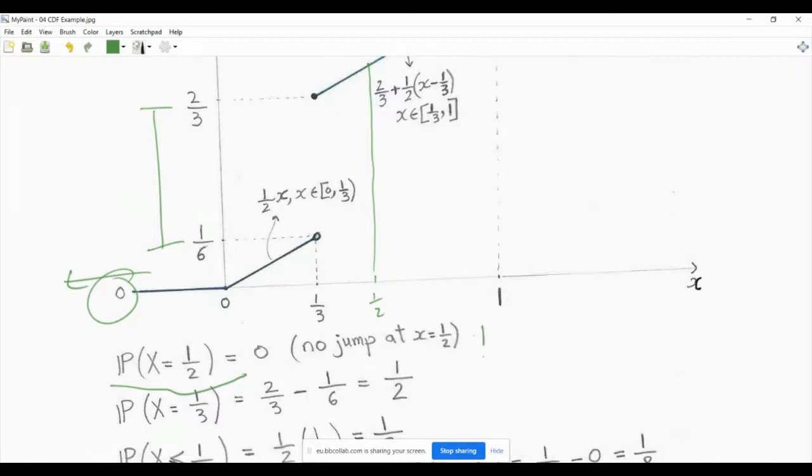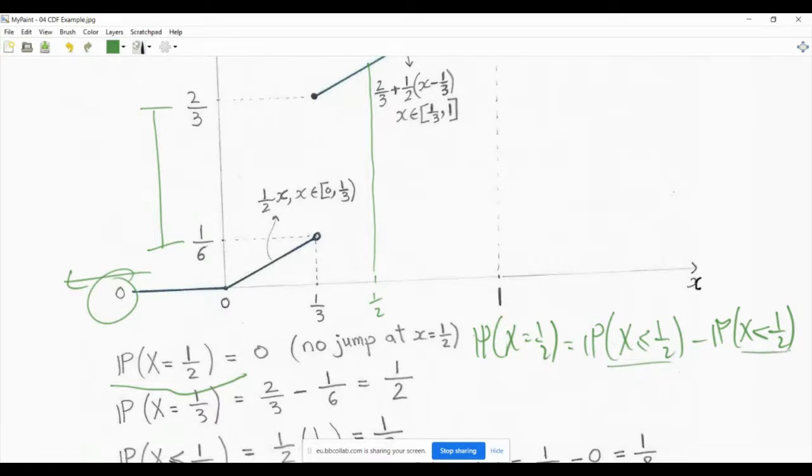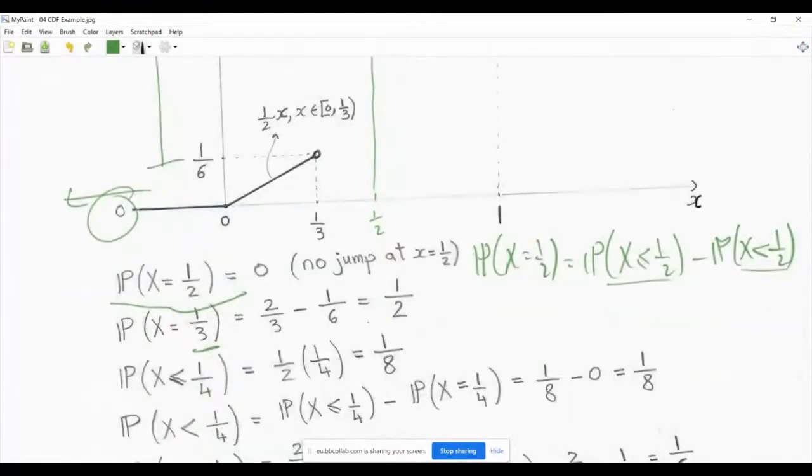This probability, the probability that x is equal to 1 over 2, is the probability that x is less than or equal to 1/2 minus the probability that x is strictly less than 1 over 2. And again, there is no jump here. The function is continuous at this point 1 over 2. So these two quantities are the same, and the probability of x being exactly equal to 1 over 2 is 0. At 1 over 3, the story is different because we have a jump, and the value of this jump is the probability that x is 1/3. The jump here is from 1/6 to 2/3, and so the difference is 1/2. So this is the probability that x is exactly equal to 1 over 3.